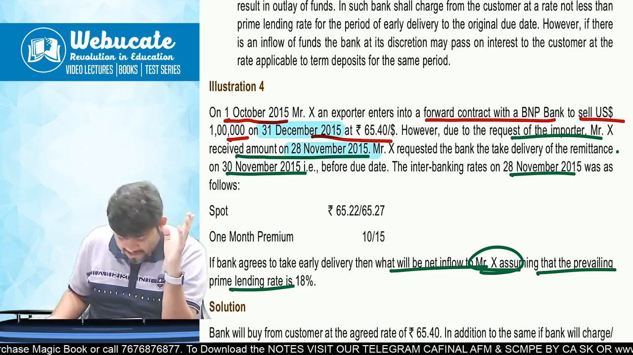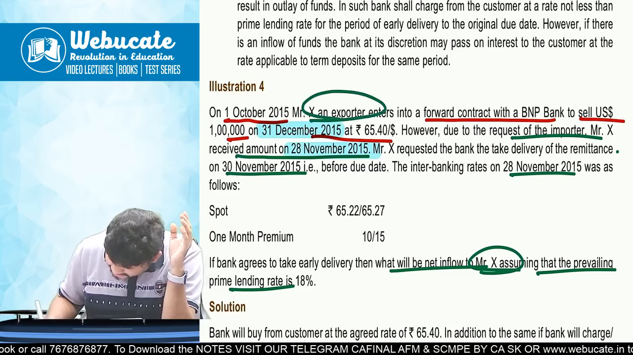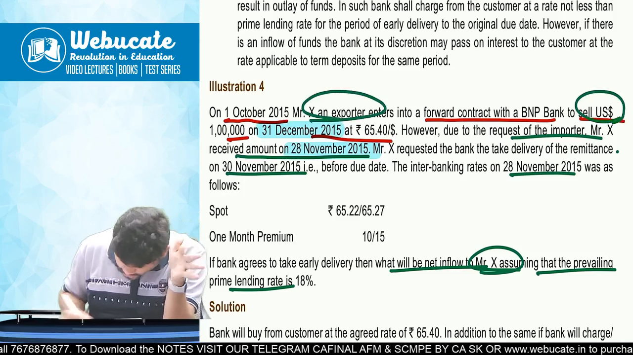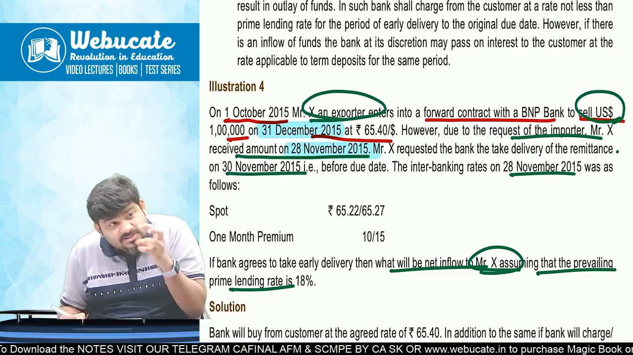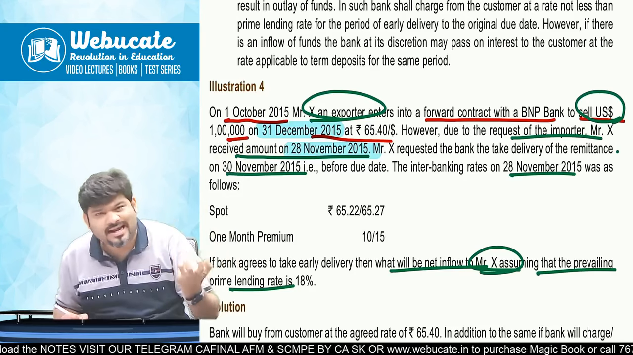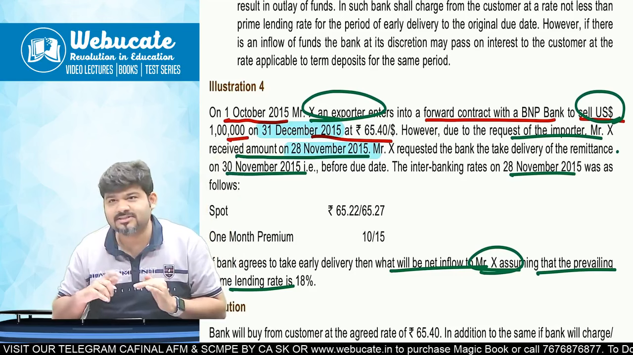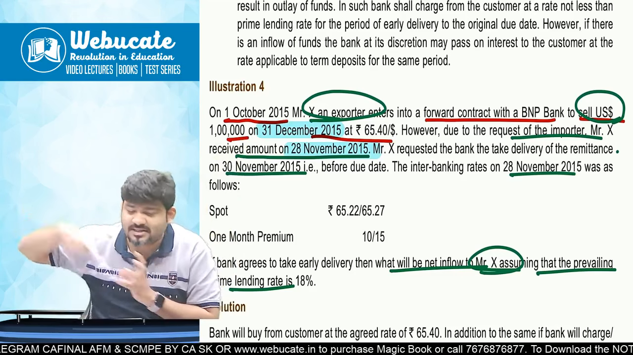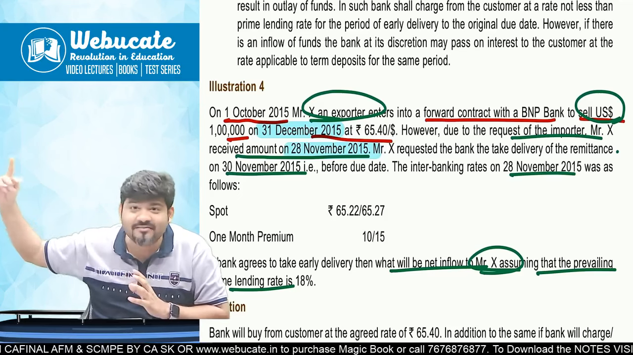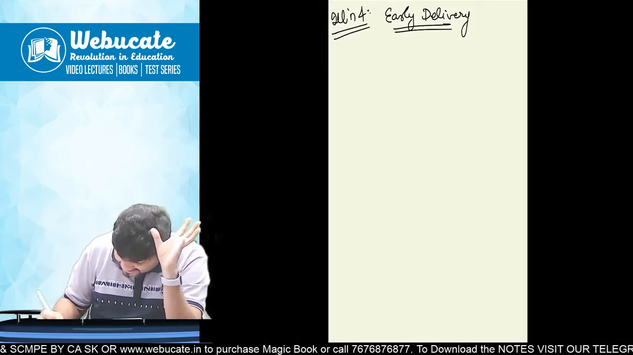Pay attention. On 1st October, X, an exporter, enters into a forward contract with the bank to sell dollars on 31st. Customer is going to sell. He is an exporter, so he will get dollars. He is going to sell it to the bank. Bank is going to purchase. What is going to be the bank's counter or cover? Sell dollar forward. Just giving you an idea. Chalo, let's write it down.